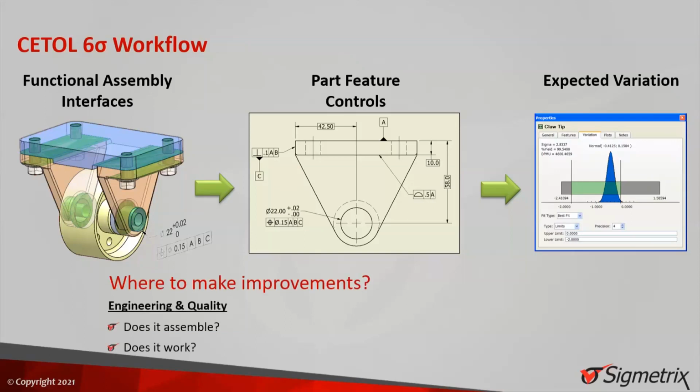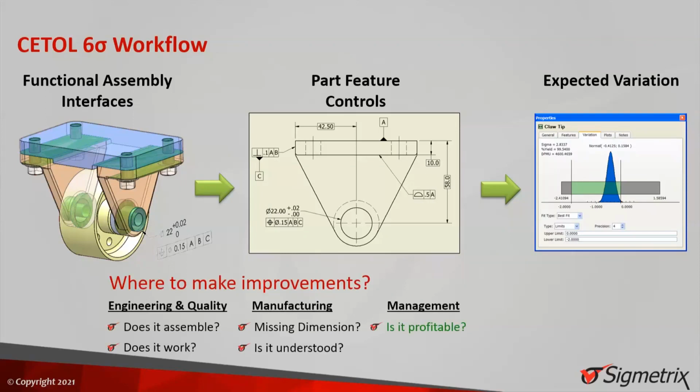So where to make improvement? You can do improvements like design for assembly, design for manufacturing, and also you can develop some cost reduction plan, right? So you will know how to loosen the tolerance values, or you can just remove some inspection dimensions. That is also helpful to the cost down, right?